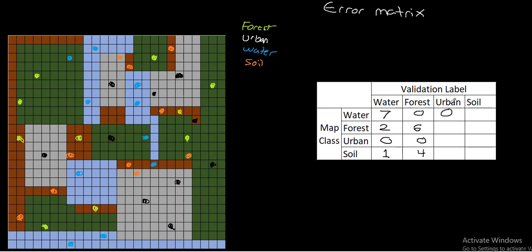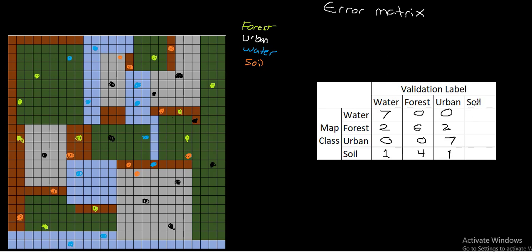The next thing would be, do we have any urban that are called forest? So that would be the black dot on the green square. It looks like we have 1, 2 of those. Okay. So this should hopefully be the best, urban on urban. So this would be where the model got it right. We have 1, 2, 3, 4, 5, 6, 7. And then finally, we're telling the computer it's urban. The computer thought it was soil. That would be right here, which would be 1.